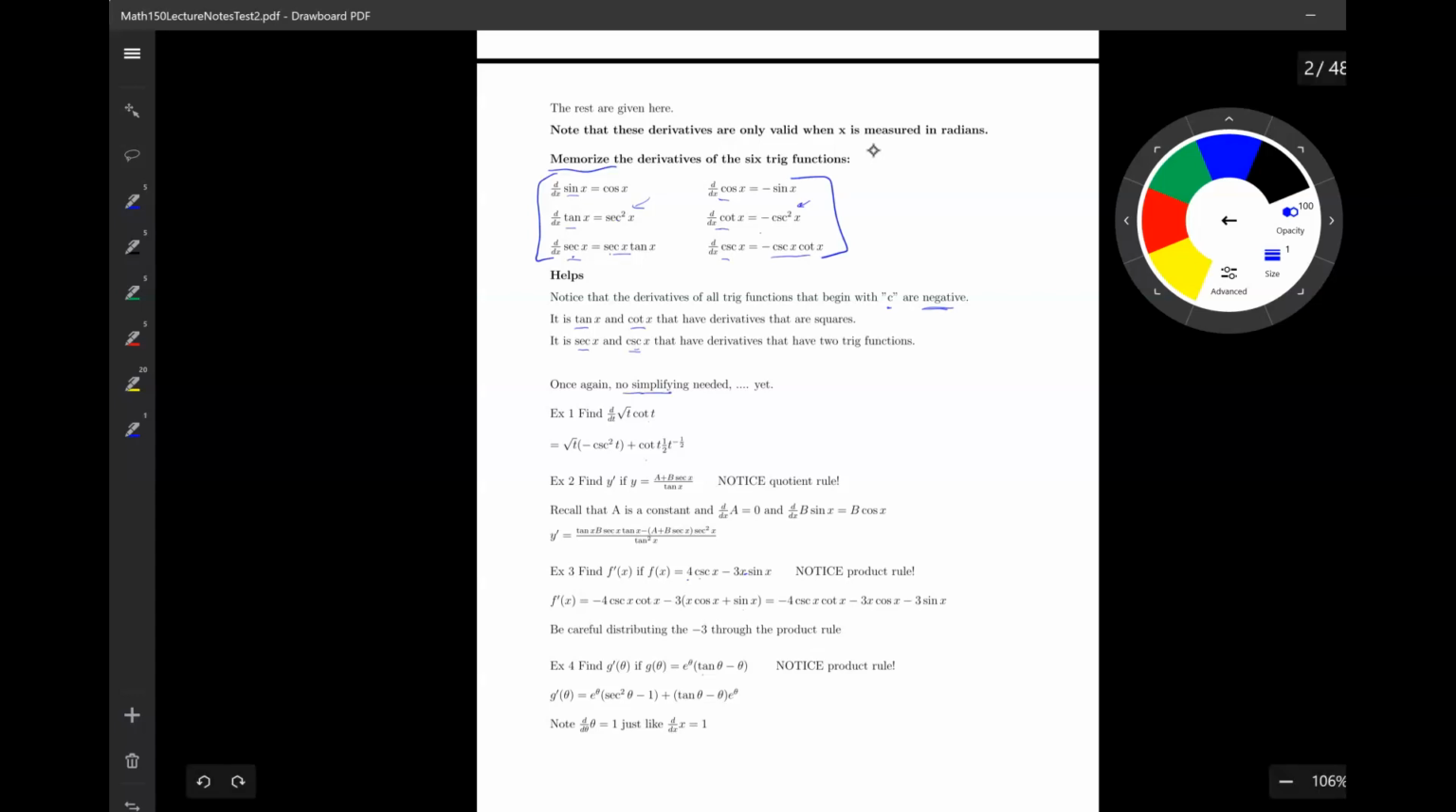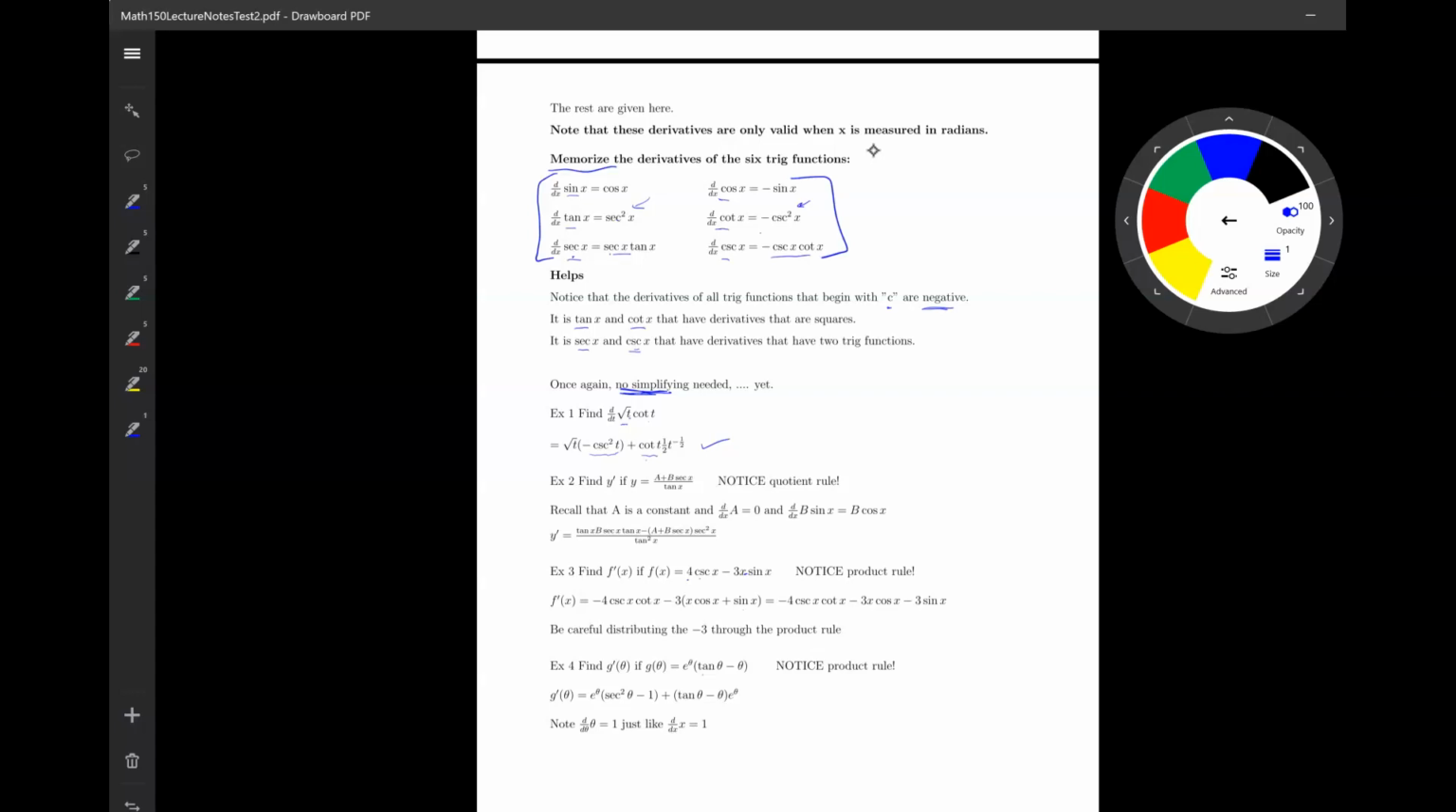You do not need to simplify at all at this point. In this one, I just want you to recognize there's product rule. So first, d second: derivative of cotangent is negative cosecant squared, plus cotangent, and then derivative of root t, which is 1/2 t to the negative 1/2. And that's good. All right, let's finish this little page here.